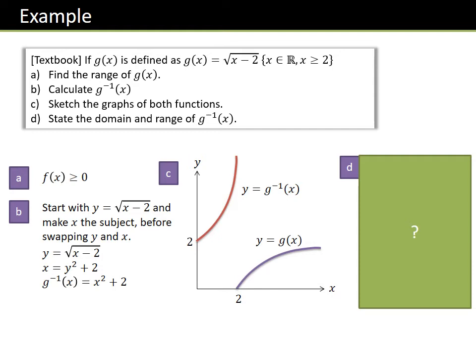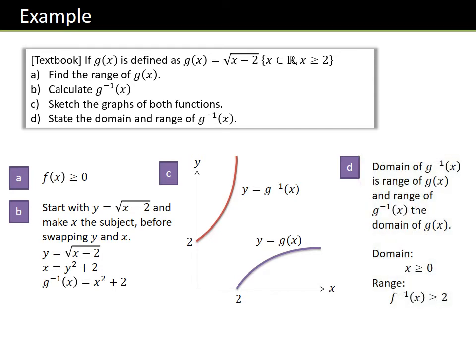State the domain and range of the inverse function. Well, the domain of the inverse function is the range of the original, and the range of the inverse function is the domain of the original. So all we have to do is swap round our original answers. So when we got the range of g of x, that now becomes the domain of the inverse. The range, we go back to the domain of the original.